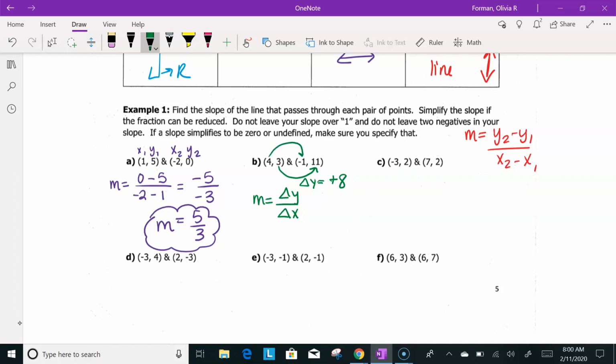To go from 4 to negative 1, that's my change in x. So if I go from 4 to negative 1, that'd be changing by a negative 5. So if my slope is found by taking change in y divided by change in x, that's like 8 divided by negative 5. That would be your answer. Or you could write it as negative 8/5, like that. Either one is going to work.